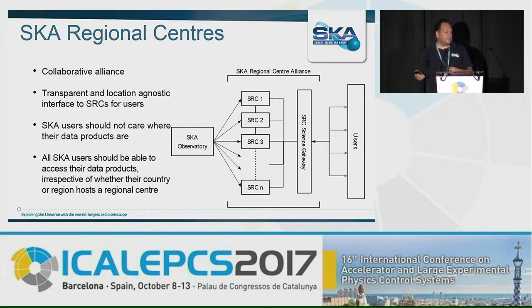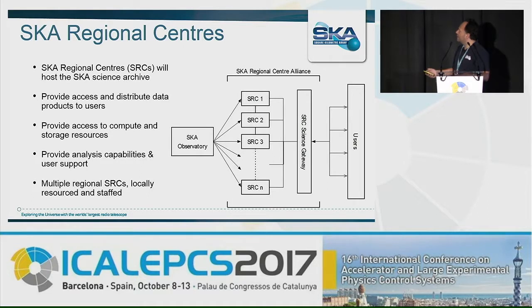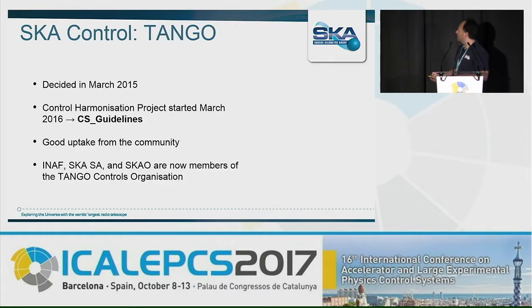We'll have the SKA Regional Centres, which will be a collaborative alliance. The participation is out of the scope of the SKA funding, and we can have as many people as want to participate, and they can specialize in different things. But the main thing is that there will be a science gateway, so that SKA users don't know whether they have to go somewhere else or whether the data is hosted. They will only see a unified science gateway. They will host the archive, and they will also provide analysis capabilities and user support.